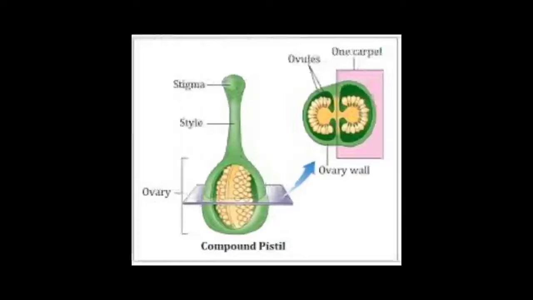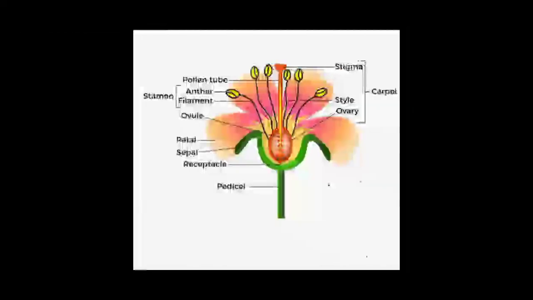If all these four parts, calyx, corolla, stamen and pistil, are present, then it is called a complete flower or bisexual flower. If any one of these parts is missing, then it is called an incomplete flower or unisexual flower. It is either a male flower or a female flower.